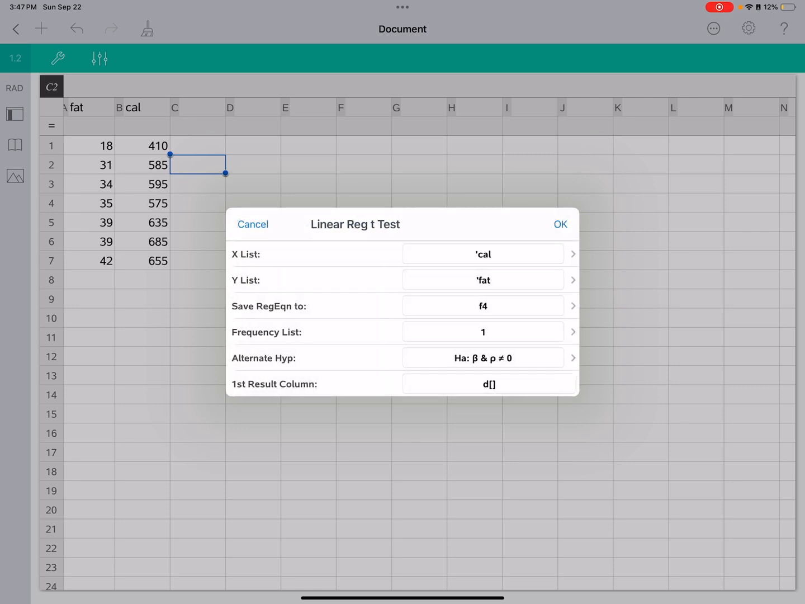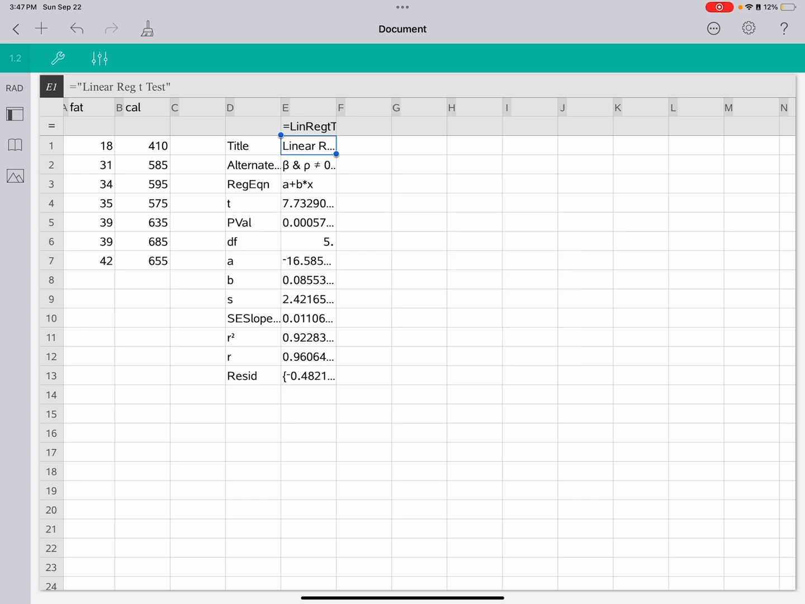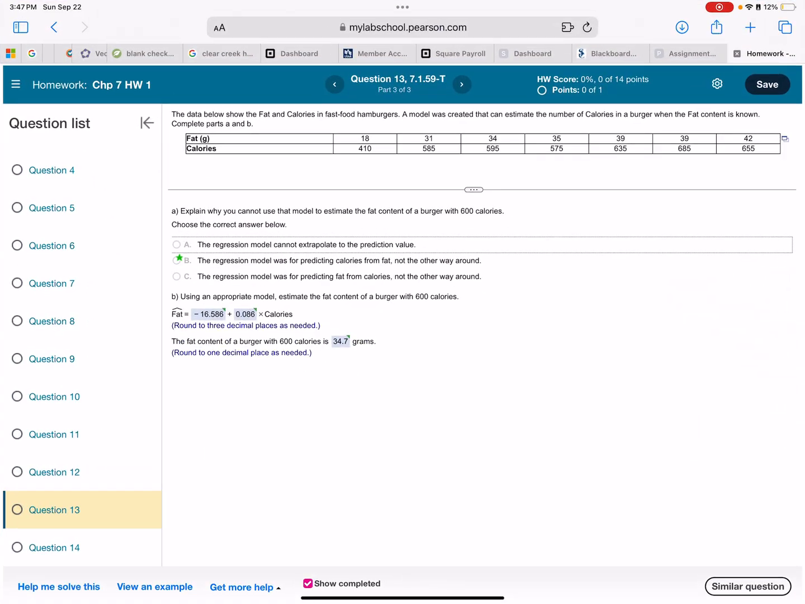So now I hit OK, and you can see my equation. There's my A, which is my y-intercept, and there's my B, which is my slope, and that's the answer I have here. And then to get the 34.7, you take the 600 and plug it into the calories. So 600 times 0.086 minus 16.586 is going to be 34.7.